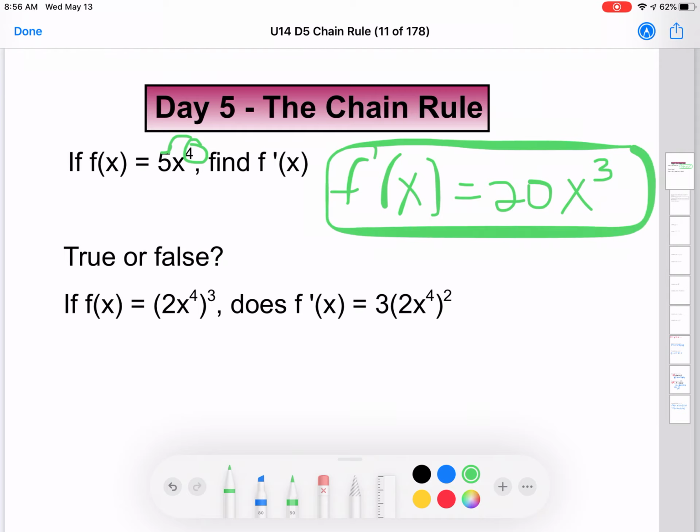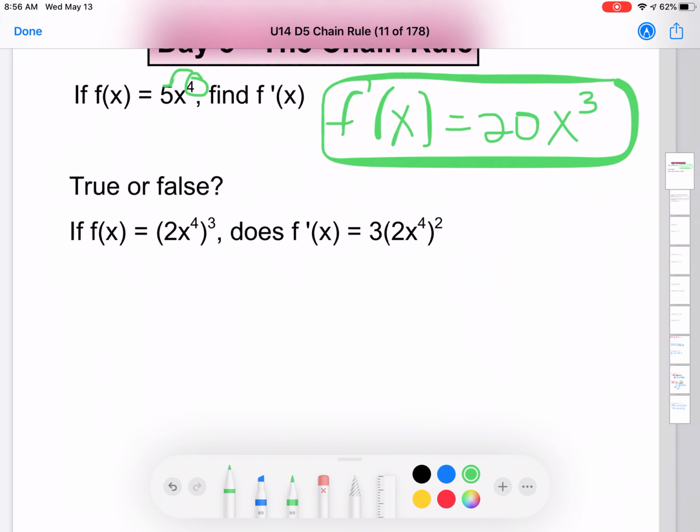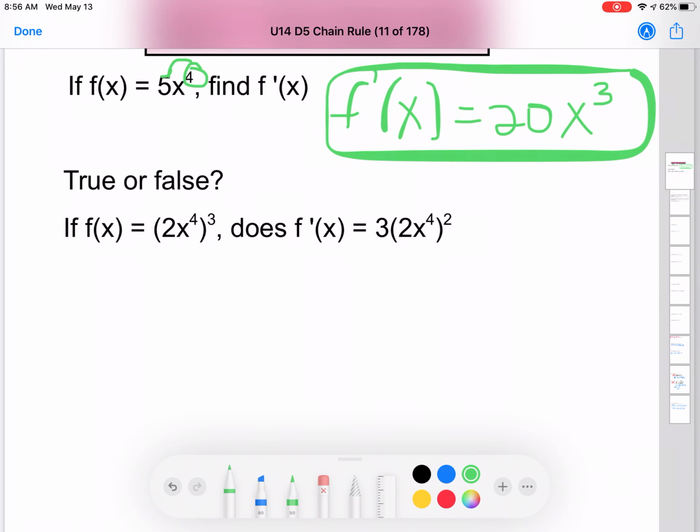Now I have a question for you. True or false? If f of x is equal to 2x to the fourth, all raised to the third, does the power rule still apply? Is the derivative equal to this here? Is this true? I'm not going to put a check mark, I'm going to put a question mark instead. Do I just take this 3, bring it down to the front, and decrease the power by 1? That's what I want to know.